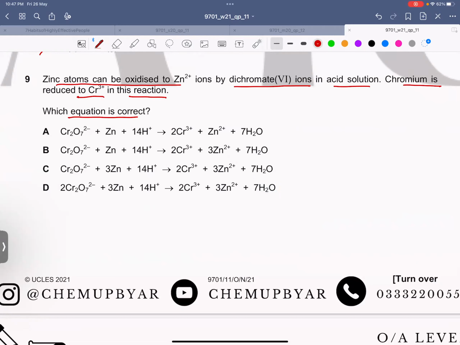Okay. So what they have told you, you can do in this way as well. I think it will make it easier. Zinc is turning into zinc 2 positive. So how many electrons are lost? 2 electrons are lost. So you have a half equation over here. In the second equation, they are saying that there are dichromate 6 ions.